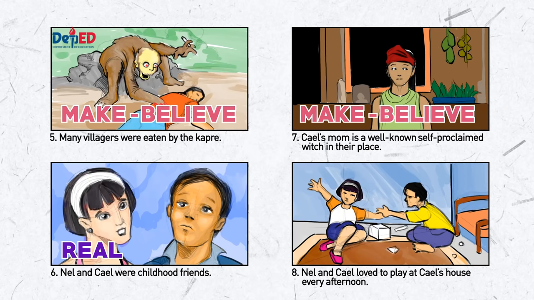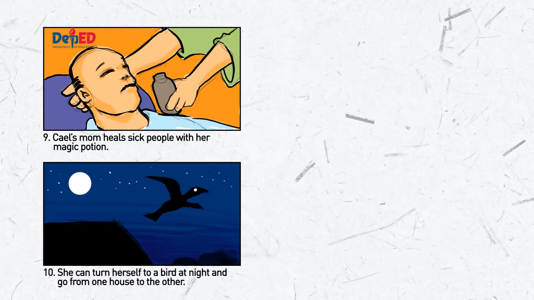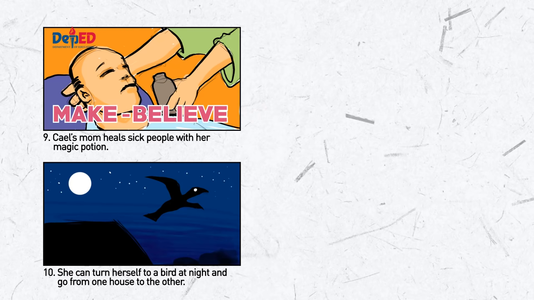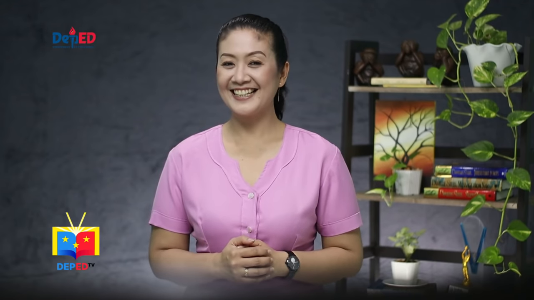Answer, make believe. Number 8. Nell and Kael love to play at Kael's house every afternoon. Answer, real. Number 9. Kael's mom heals sick people with her magic potion. Answer, make believe. Number 10. She can turn herself to a bird at night and go from one house to the other. Answer, make believe. Did you learn something new today?